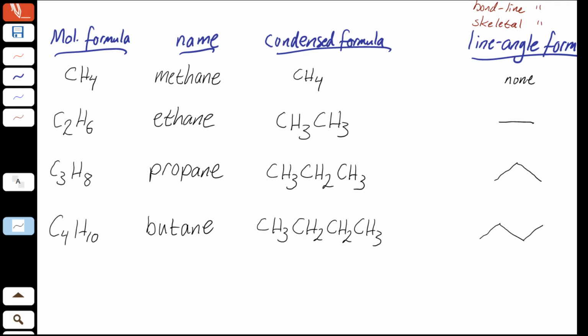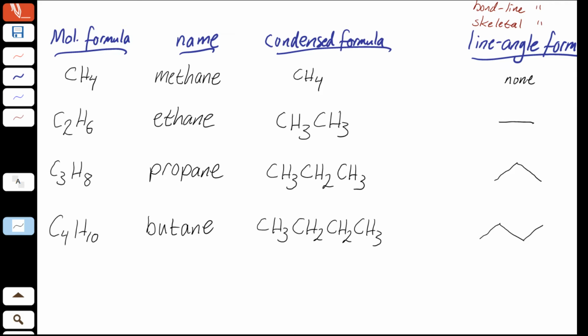So our condensed formula tells us the specific order that we're going to connect this in, whereas with a molecular formula, you can kind of put things anywhere. All right. Yes? So the line angle formula would then also be wrong if it was like a little triangle and then a straight line? Not really, not quite, and we'll get to why that is in a second. Yeah, that one's okay, but not great. It's acceptable, but this is better. Any other questions before we get into it?